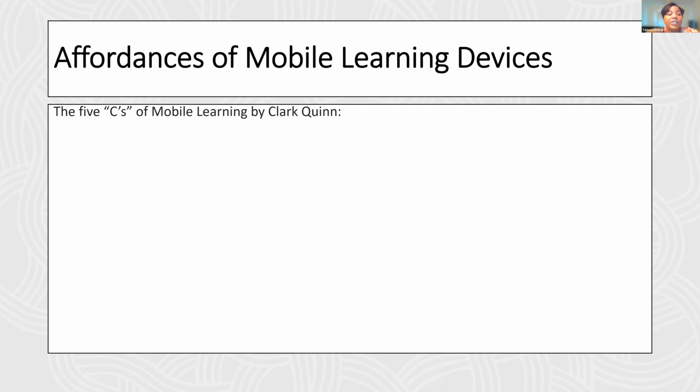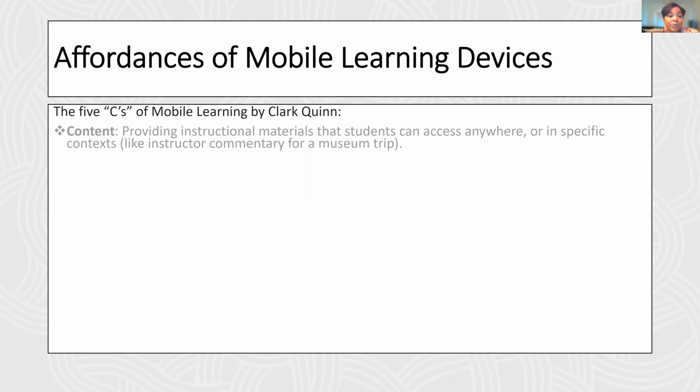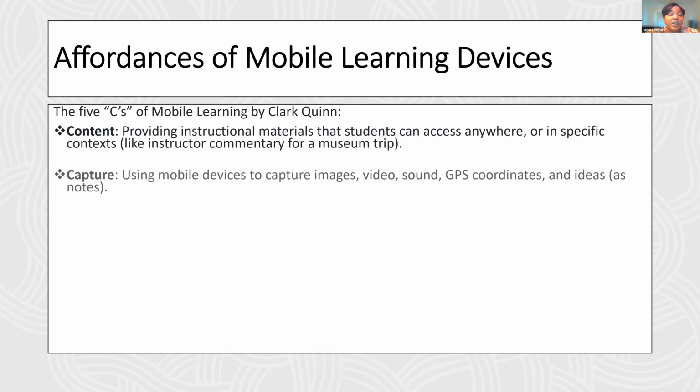So what are the affordances of mobile learning devices? We'll talk about the 5 C's of mobile learning, which was introduced by Clark Quinn. The first is content. This means providing instructional materials that students can access anywhere or in specific contexts, like instructor commentary for a museum trip. A student can be riding the bus, listening to audio on their headphones. So you can access content anywhere.